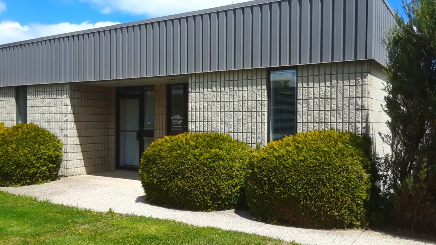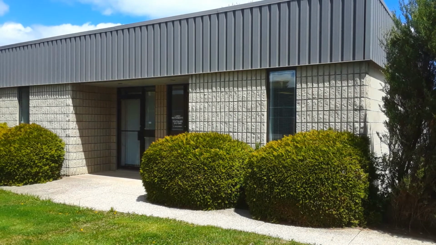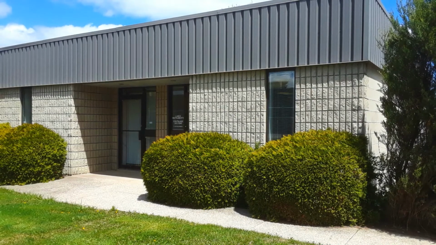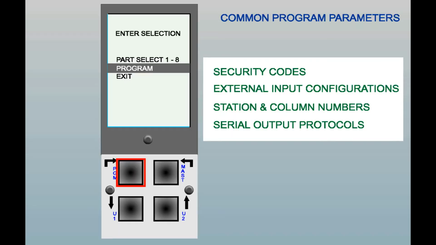This is the first video for programming of the L9100 air column. Before I get into the details of programming, I just want to explain a word about common program parameters. Common program parameters are items which are common to all of the 8 available part setups in the column, and they won't change as you select different part setups. They include the security codes, the external input configurations, the station number, the column number, and the serial output data protocols. So all of these items will remain constant within a column regardless of which setup you select.